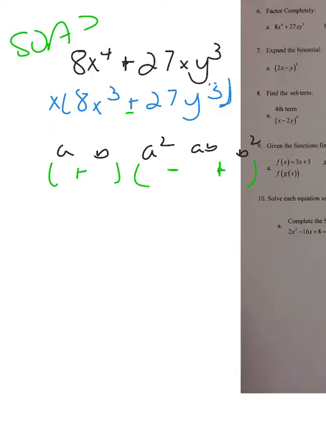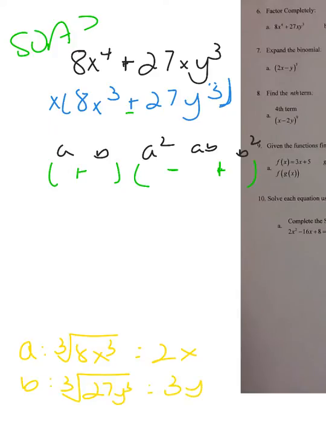So we need our a and our b. So a is the cube root of 8x to the 3rd, which is 2x. And b is the cube root of 27y to the 3rd, which is 3y. So we're going to plug in our a and our b, so it's 2x and 3y. And then it's 2x squared. And in the end, it's 3y squared. So I'm using parentheses because I have to square it. And then it's a times b, so it's 6xy.